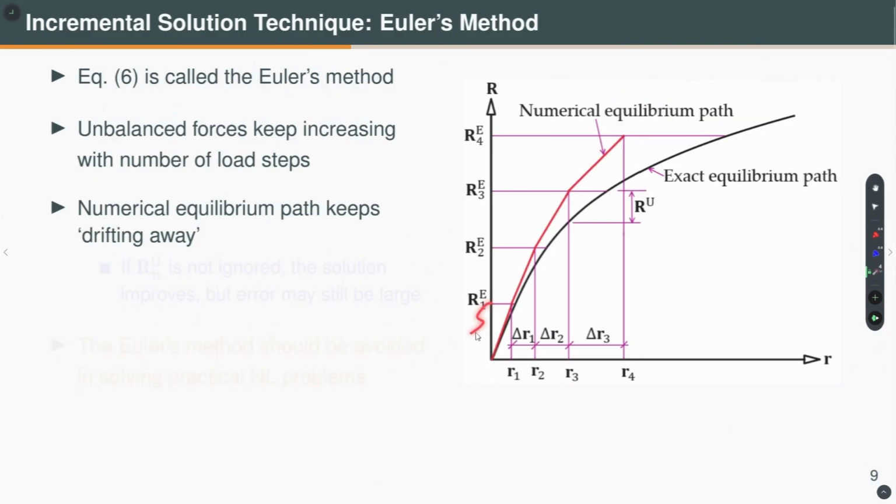So, this is the incremental load divided by the tangent stiffness. That brings me to this point. Now, at this point I apply a further incremental load. So, here I draw a new tangent. Now, what is the tangent here? The actual curve is here. So, this line is parallel to this. I come to this point and get the delta R1.